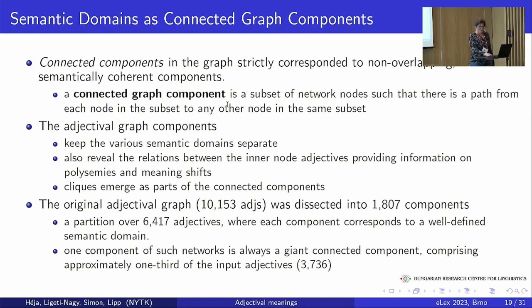And now I just want to show you some numbers without a real evaluation. The original adjectival graph consisted of slightly more than 10,000 adjectives. This method, I hope, is quite robust, and dissected it into slightly less than 2,000 components. As a result, we had a partition over 6,500 adjectives, where each component corresponded to a well-defined semantic domain. And unfortunately, we always had a giant component, which will probably require a further processing step.